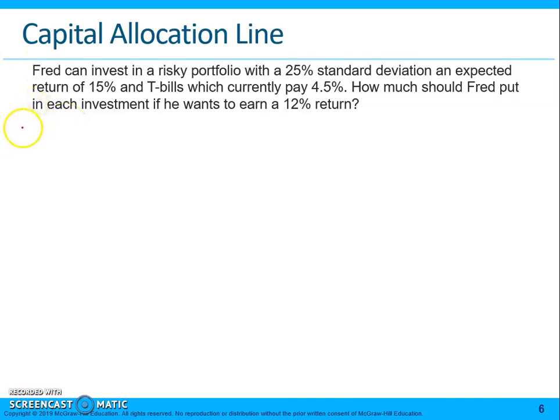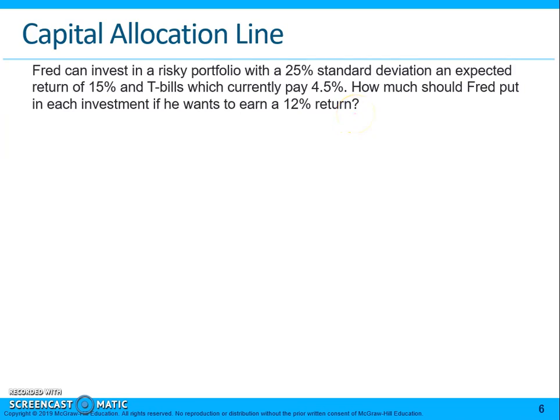Okay, so capital allocation line. Capital allocation problems are set up where you have a risky portfolio and a risk-free asset. In this case, Fred can invest in a risky portfolio with a 25% standard deviation and an expected return of 15%, and T-bills which currently pay 4.5%. Standard deviation of T-bills is 0. So how much should Fred put into each investment if he wants to earn 12%?